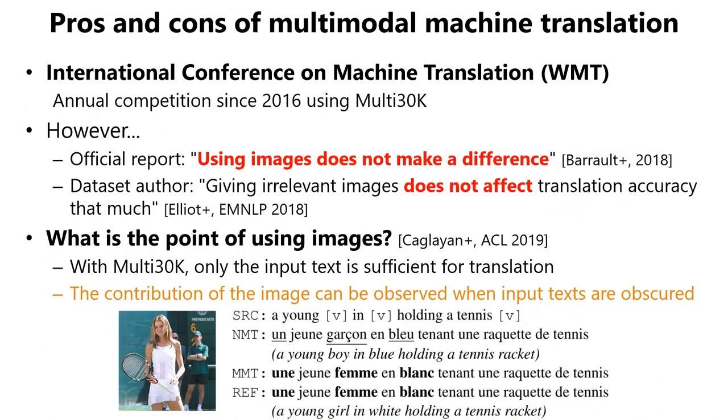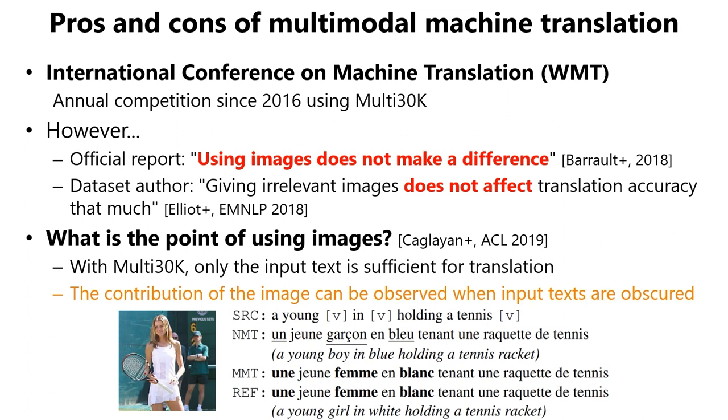Another example is multimodal machine translation. Multimodal machine translation has been the subject of competitions at the International Conference on Machine Translation, and it has been shown that the use of images is not much different from the approach without images in terms of performance, or that the accuracy of the translation result is not affected that much by the use of unrelated images. In fact, the accuracy was not so different from that of translation using only text. What this means is that the dataset collected for multimodal machine translation is a corpus of translation that can be translated adequately using only the input sentences. So, the translation can be done without images.